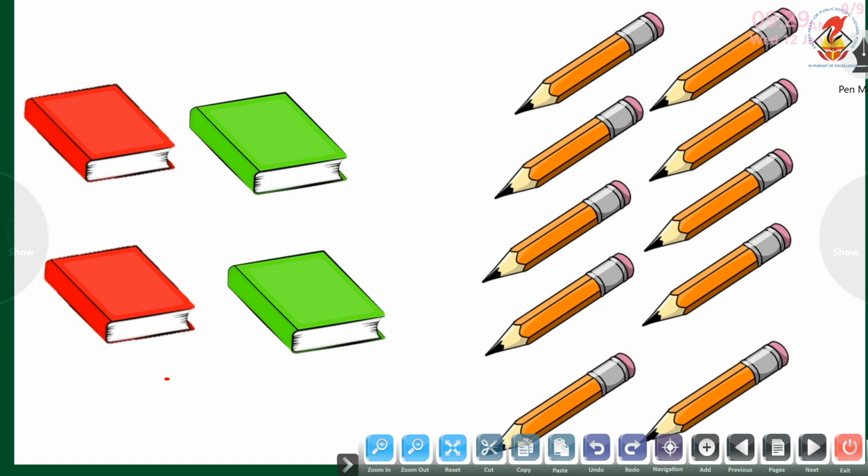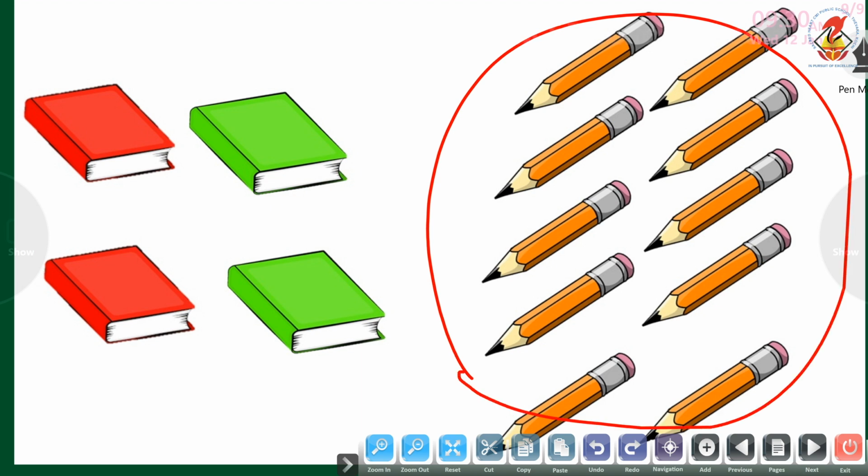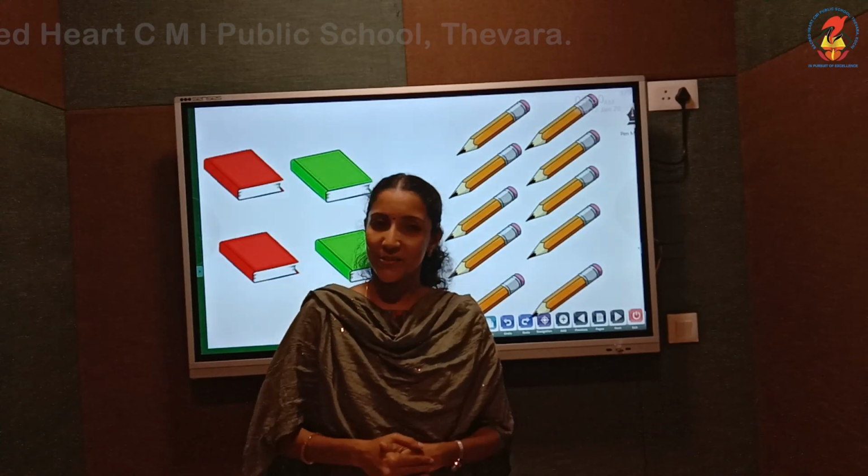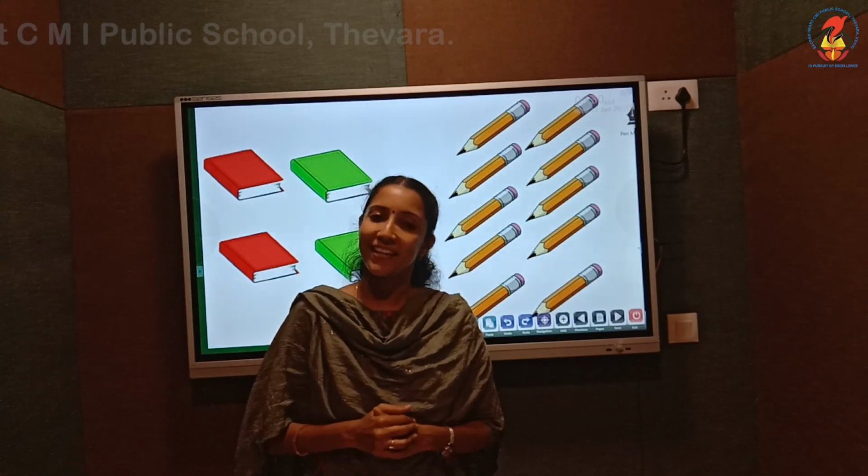Next, you can see the picture of books on one side and on the other side you can see the picture of pencils. Can you identify which is more in number? Yes, pencils are more in number and books are less in number. Hope you understood the concept more and less.